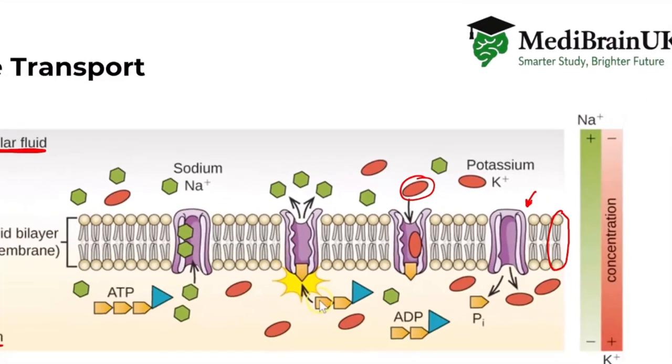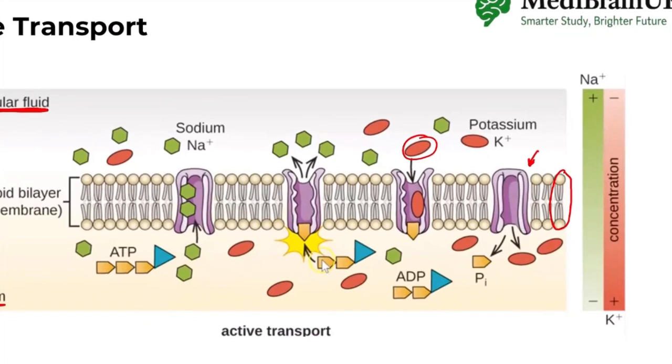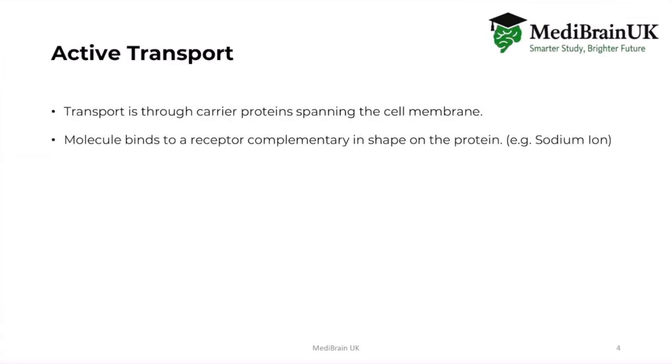Because if we think about it, there are more particles, more of these red circles inside the cell compared to outside the cell. So it needs energy for it to move across. So how does it do this? Well, the molecule first of all binds to the receptor so it can move into the cell. So it binds onto the receptor on the outside of the membrane, the complementary receptor.